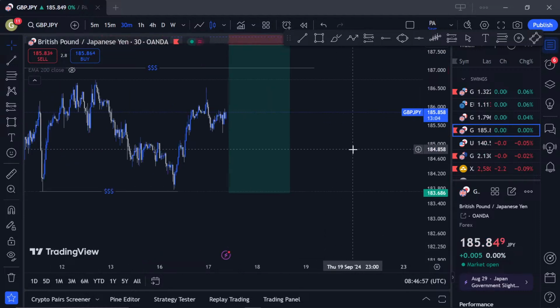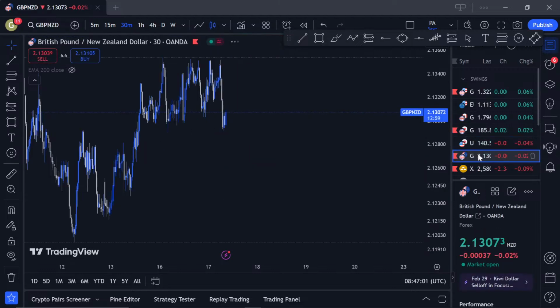And then next up is simply GBP/NZD. I just want to rush through all of the pairs today.